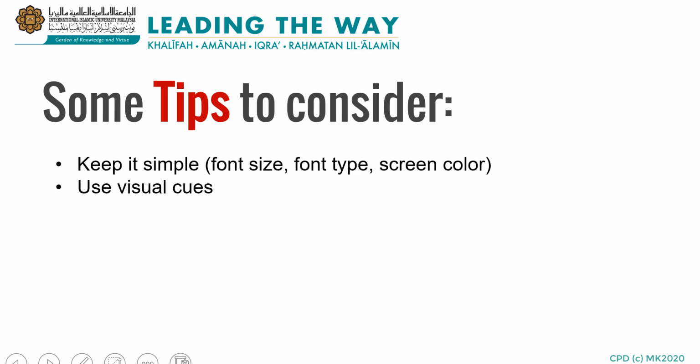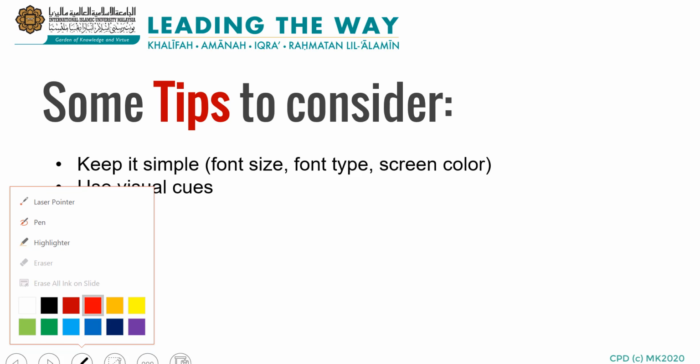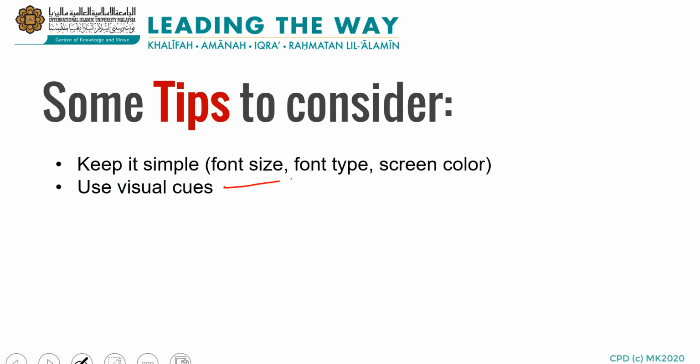Another one is to use visual cues, for example arrows or pointers. Let me just give an example of this. So this is one of the visual cues, for example. You can record those visual cues in your video lecture, so the students can focus on certain points that you want to emphasize throughout your video lecture.